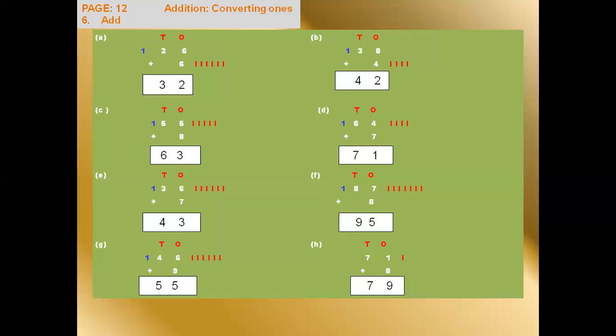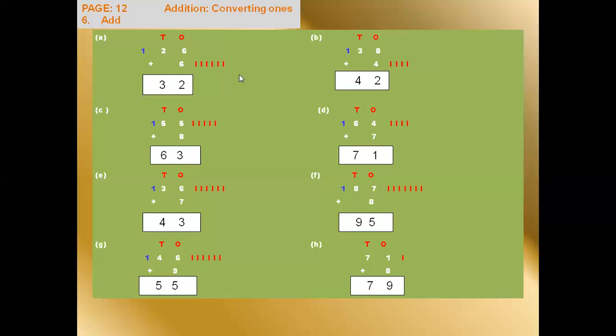71 plus 8. So first add 8. 8 plus 1, 9. There is no 1 to convert into tens. So just write 9 and then 7 comes as it is. The answer is 79.